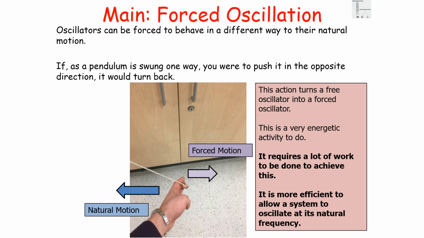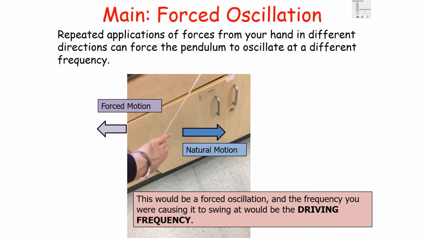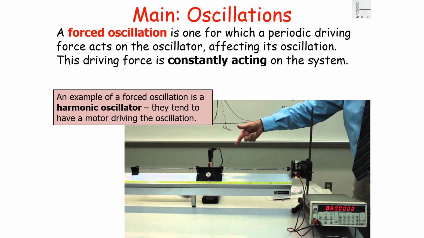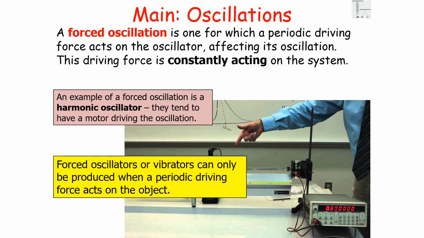It's much more efficient to allow a system to oscillate at its natural frequency. If you cause an object to move against its natural motion, you are producing what we call a driving frequency. But it is a lot easier to let an oscillating system oscillate at its natural frequency rather than drive it. An example of a forced oscillator is a harmonic oscillator, as they have a motor driving them. But again, remember that a forced oscillator can only be produced when periodic driving forces act on the object.